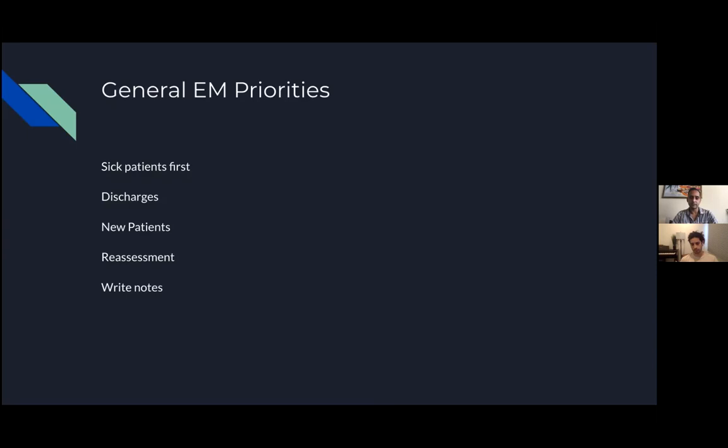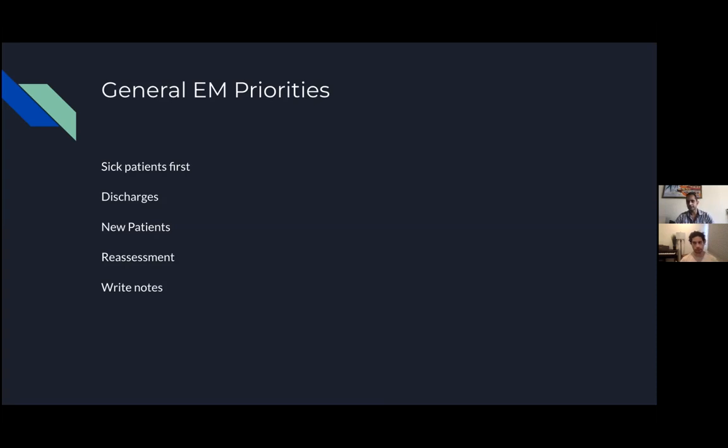This is important because when you hit that discharge button on the computer, it activates a cascade of events. For example, the patient gets the aftercare instructions, they get escorted out of the department, someone needs to come and clean the bed, and then a new patient has to come in. So by activating discharges early, you are able to help with the efficiency of the department, and that will be recognized by the people that are evaluating you.